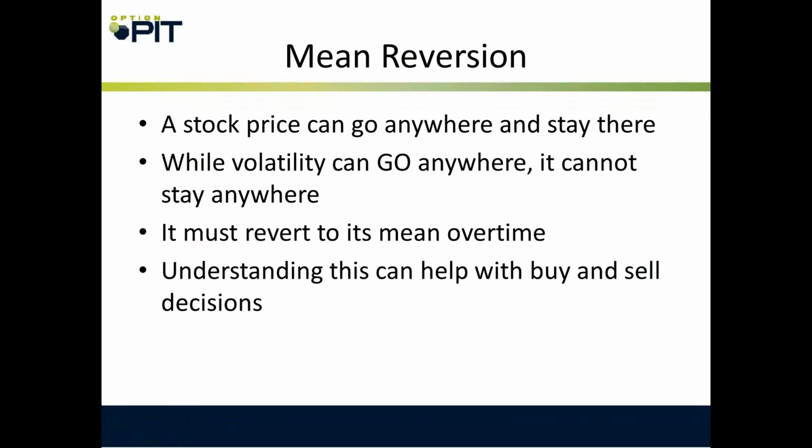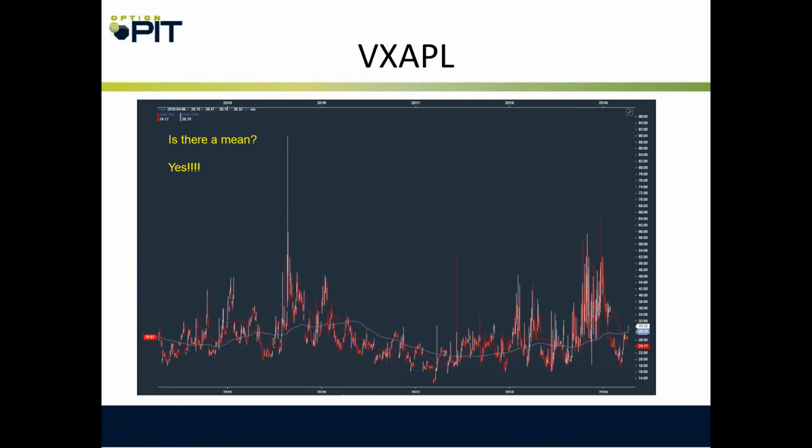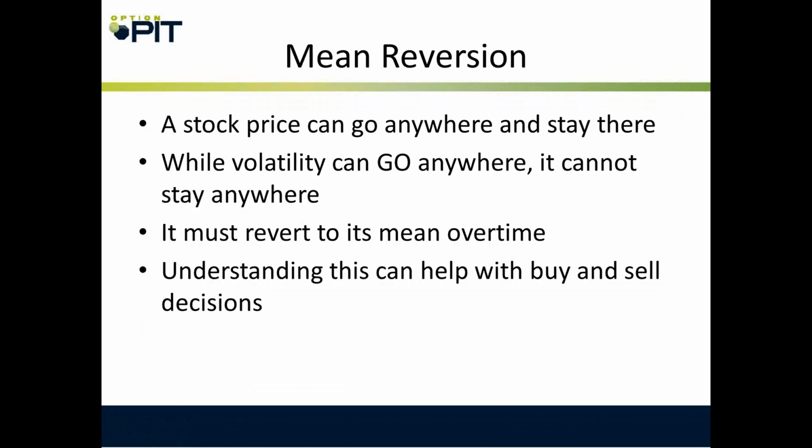So that's the thing, a stock price can go anywhere and stay there. And while volatility can go anywhere, you can see Apple vol goes real high. It doesn't stay there. It reverts over time. So understanding this will help you with buy-sell decisions. If you just understand that implied volatility is low or high in regular options, that'll help you make some decisions.